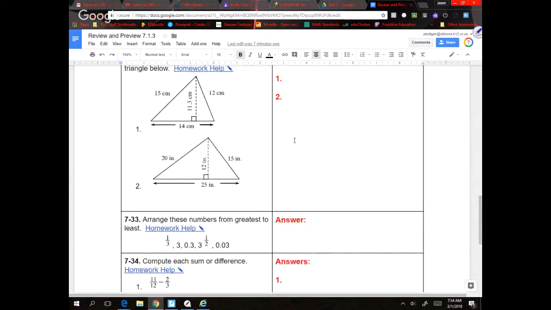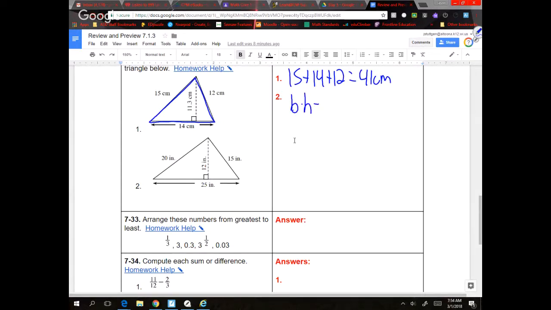Next problem, review on triangles. Perimeter, first one. Remember, perimeter, you add up the 3 sides. So the perimeter should be 15 plus 14 plus 12. And that should get you a total of 41 centimeters. Area, remember, is base times height divided by 2. And remember, you can divide the base by 2 or height by 2, doesn't matter. So you should plug in your numbers. 14 times 11.3 divided by 2, you should get 79.1 centimeters squared.